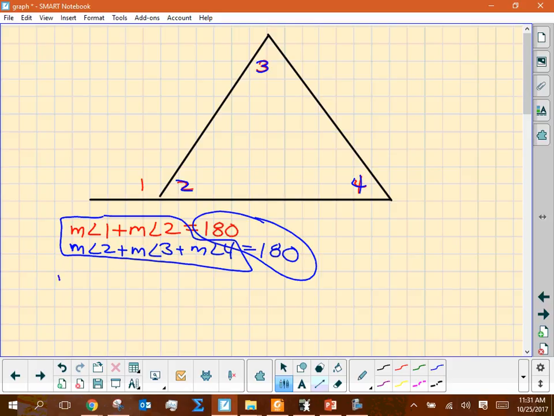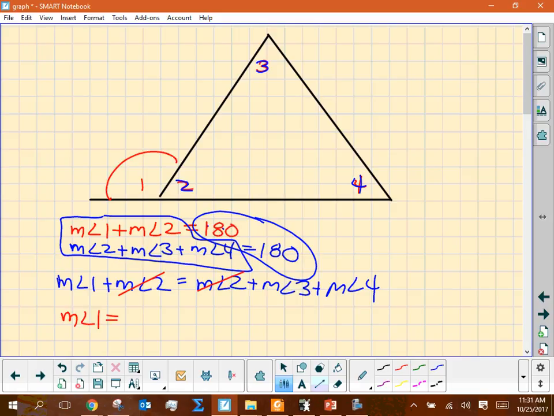Okay. When these two things are the same, we always say that these sums are the same. So measure of angle 1 plus measure of angle 2 is then equal to the measure of angle 2 plus the measure of angle 3 plus the measure of angle 4, right? What's on both sides? Measure of angle 2. Can I subtract that? Do they cancel each other out? So you're left with measure of angle 1. Measure of angle 1 is equal to measure of angle 3 plus measure of angle 4, which is that angle and that angle, which are the remote interior angles. Does that kind of make sense?